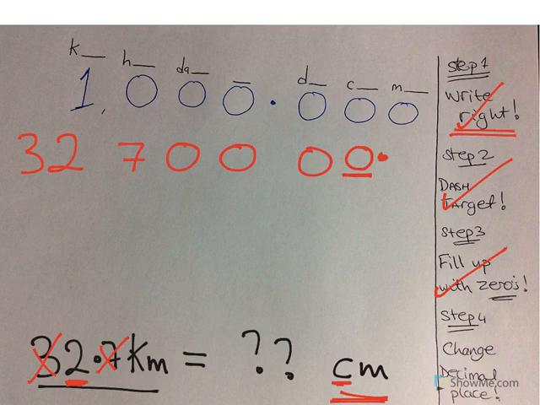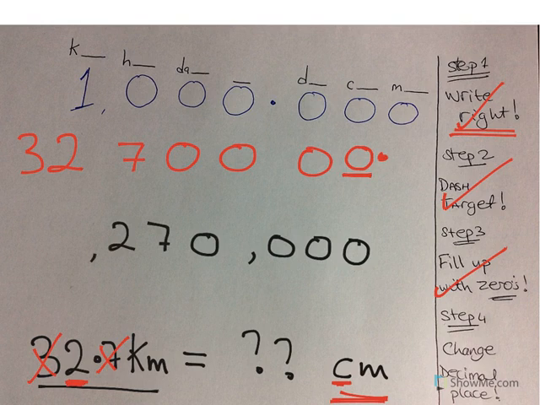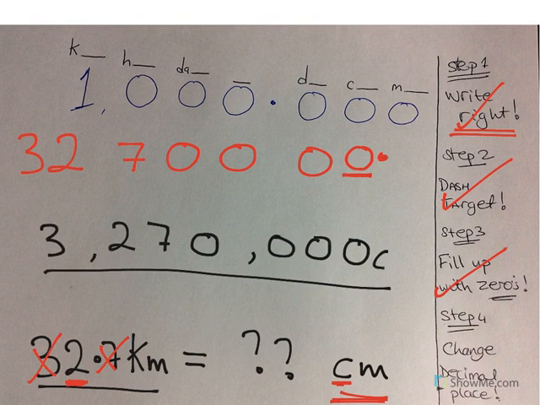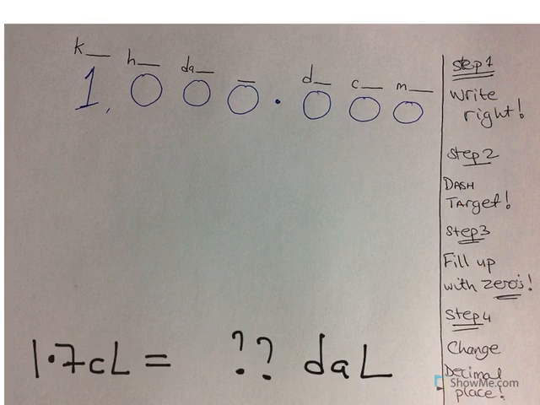And let's write it properly with commas. So I always like to write it backwards. 1, 2, 3, comma, 0, 7, 2, 3. There you go. So 3,270,000 centimeters is equal to 32.7 kilometers. Job done.